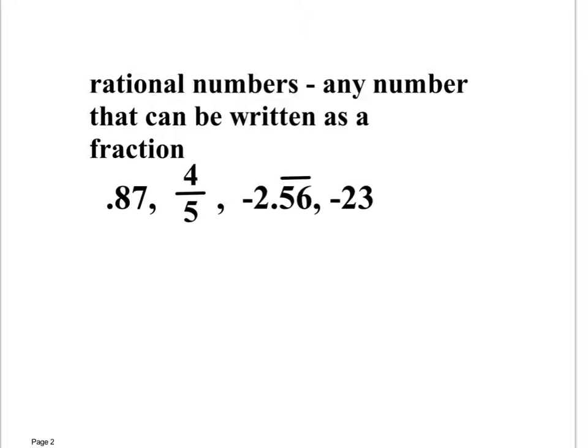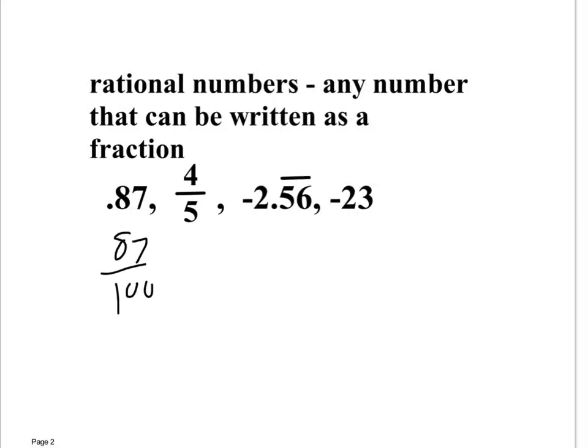Rational numbers, you need to write down the definition of rational number. It's any number that can be written as a fraction. All right, so these are examples of rational numbers. I have 0.87, I can write that as a fraction. I'd write it like this, 87 over 100. 4/5 is already a fraction.